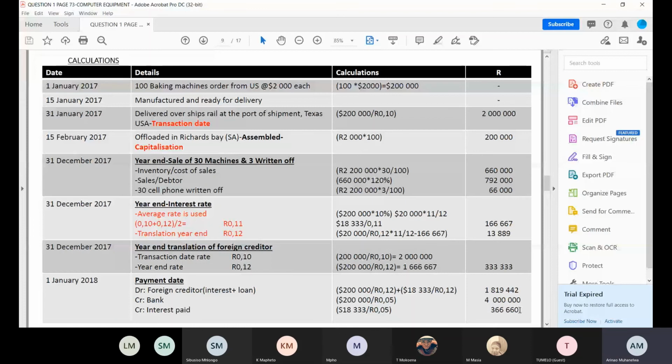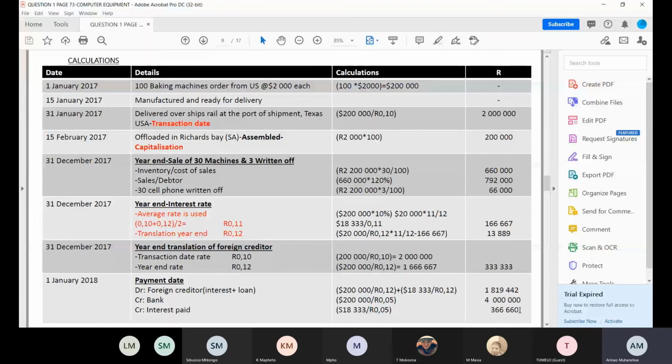All right. That was all about question 1. I'll quickly run through question 2. The same principles we're going to apply. The only difference here that I want to show is the dollar to rand, which you multiply. This should be much quicker. Let's look at what is required. Again, we're required to prepare the journal for the year ended 30 June 2017. You must show all calculations.